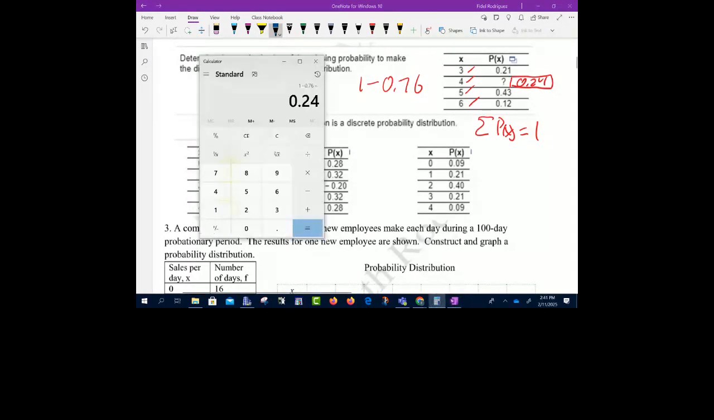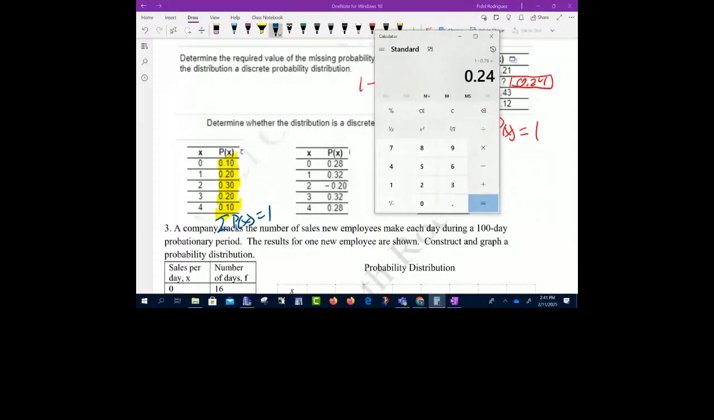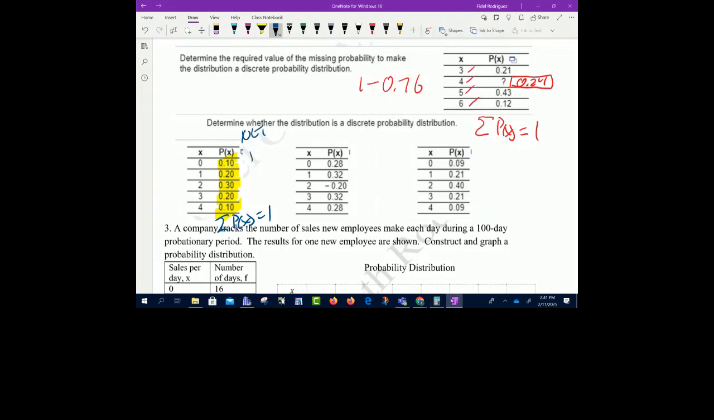So let's do this. So I'm going to take my calculator right here, and I'm going to say 0.10 plus 0.20 plus 0.30 plus 0.20 again plus 0.1. It adds up to 0.9. Guys, not a probability distribution. Because it didn't add up to 1, right? It added up to 0.9. It has to add up to 1, okay?